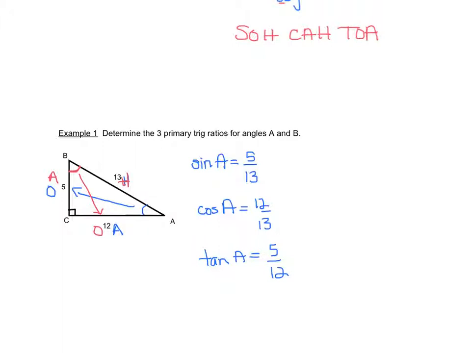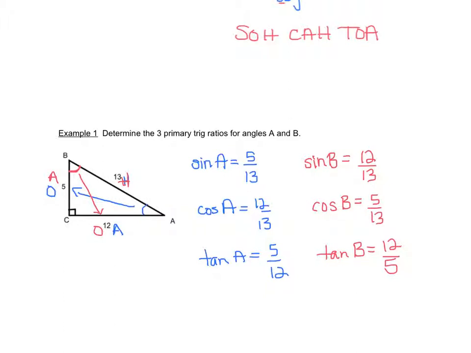Okay, so now if we're going to find the primary trig ratios for angle B, sine B is still opposite over hypotenuse, but now the opposite side is 12, so 12 over 13. Cos B is adjacent over hypotenuse, so 5 over 13. And tan B is opposite over adjacent, so 12 over 5.